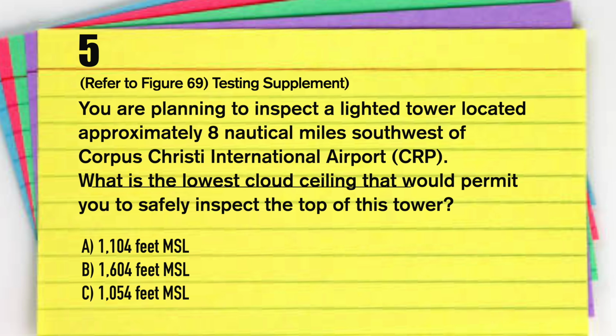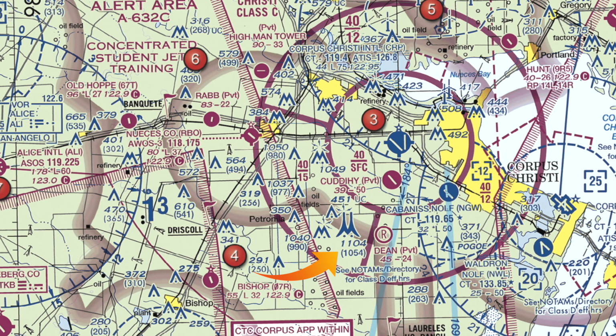And that question can only be answered by whether or not you see AGL or MSL in your answers. And clearly, we're only dealing with MSL referencing. Look at the lighted tower. The top number is MSL, and the one in parentheses will always be in AGL.